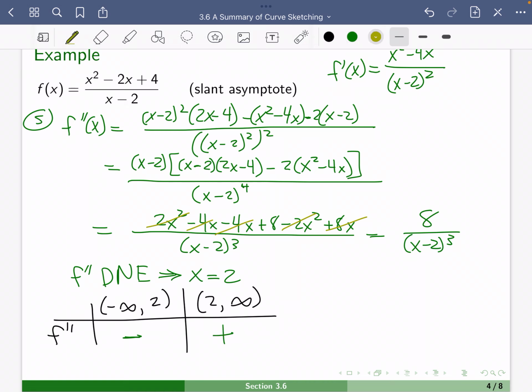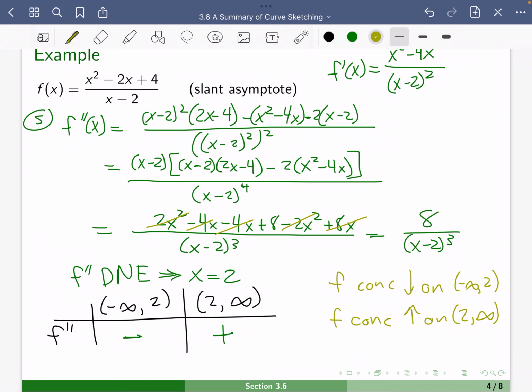So our function f is concave down on the interval from negative infinity to 2, and it is concave up on the interval from 2 to infinity. Is the point when x is equal to 2 going to be the location of an inflection point? No, because that's a vertical asymptote. So it changes concavity there, but not because it's an inflection point. It's because there's a discontinuity there.